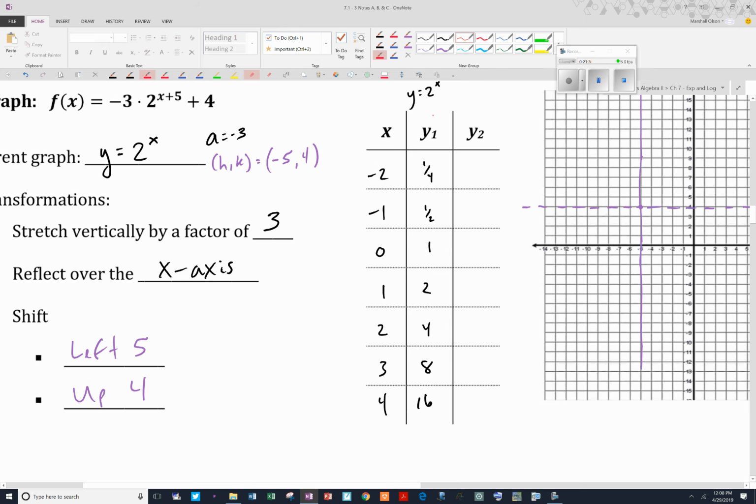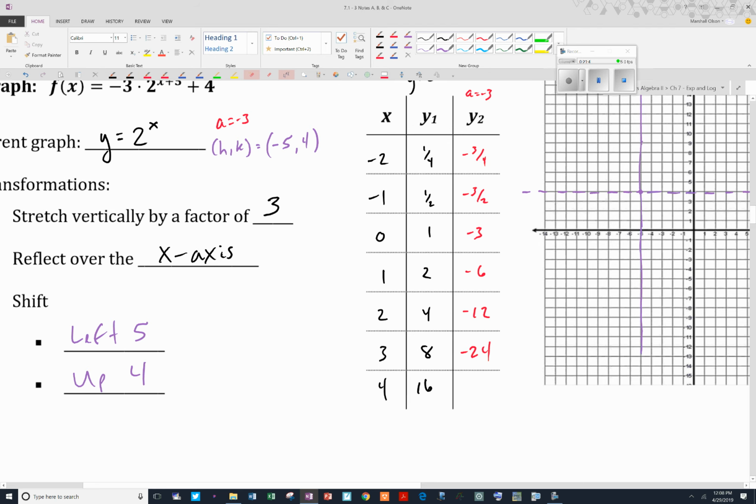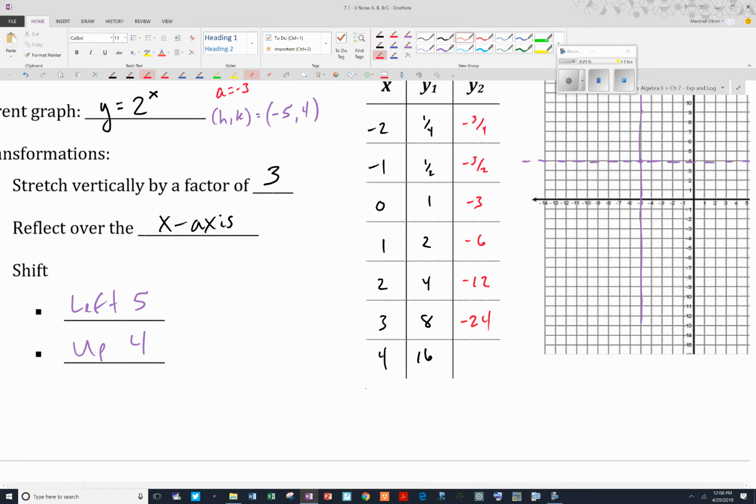So fast to come up with those. And now here's where I take that a equals negative 3. Since a equals negative 3, I want to multiply all those y values by negative 3. So we got these as our new values. I don't think I'm going to fit in those last couple. But those 2 columns together represent y equals negative 3 times 2 to the x. And where do we want to graph that from? Yeah, from that HK point. Graph from negative 5, 4.